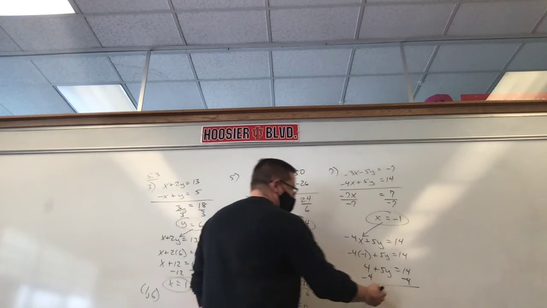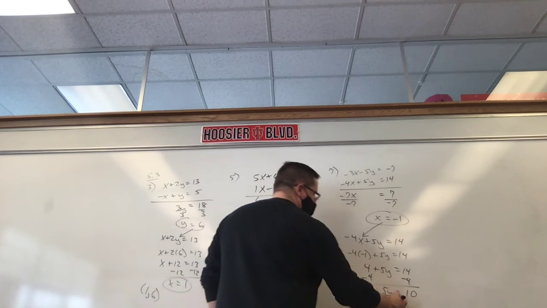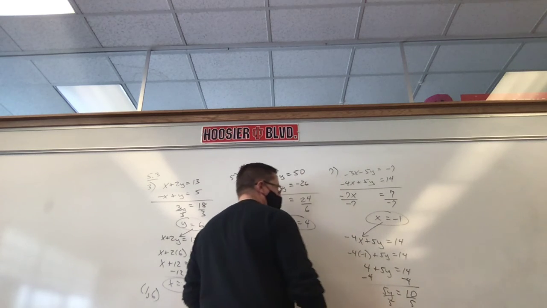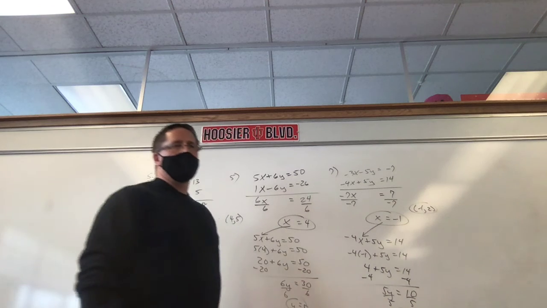So we do that, we're left with 5y equals what? 10. 14 minus 4 is 10. Divide by 5, and we get y equals 2. Is the answer x equals negative 1, y equals 2? Yes, it is. Awesome.